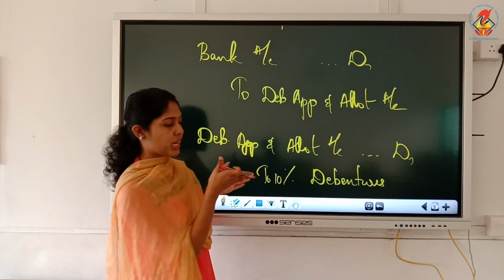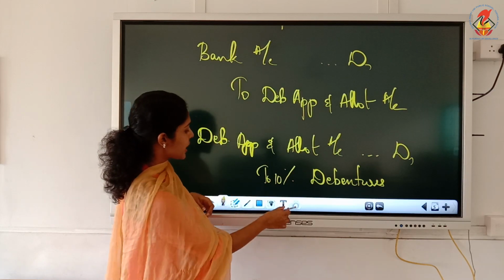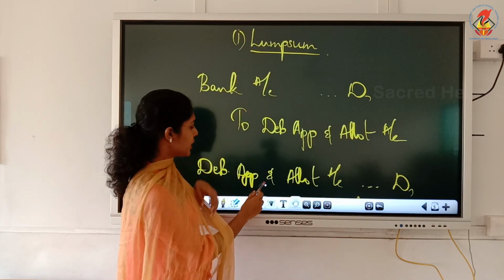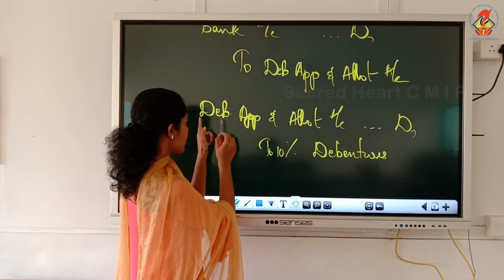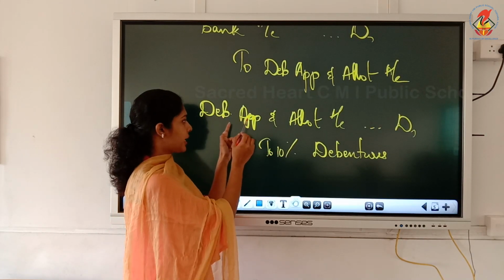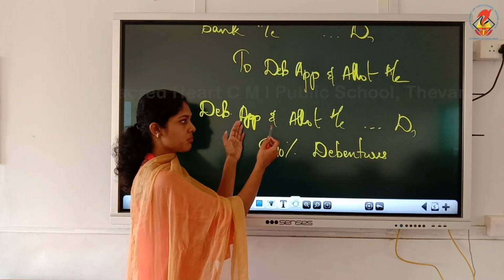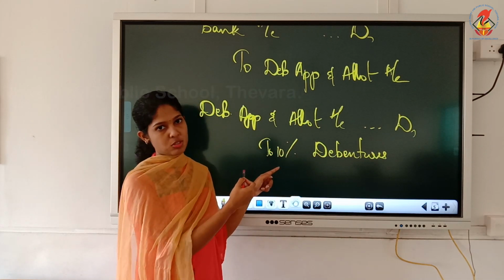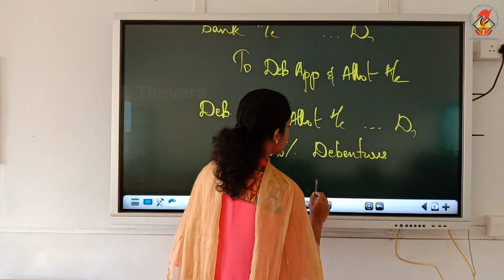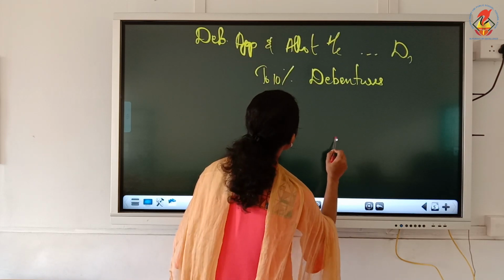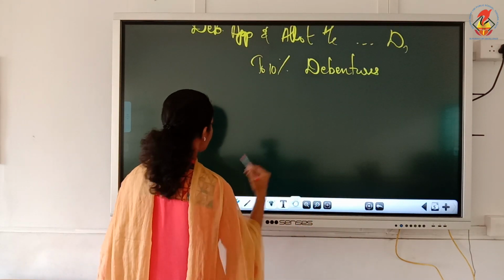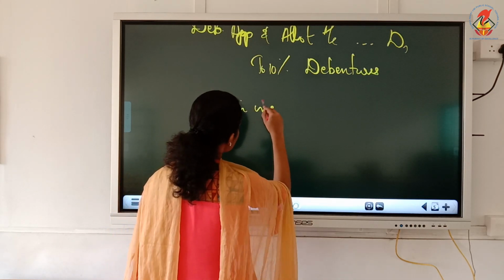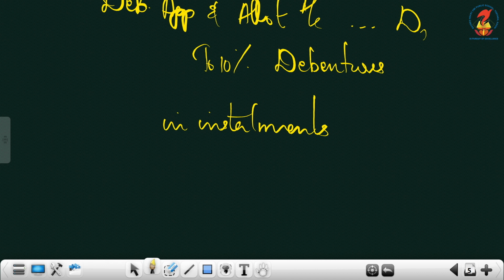Okay, so this is the basic entry when it is received in lump sum. That's the first method. So this is the only difference. Instead of share, you wrote debenture. Then since we are receiving in lump sum, we are writing it together, application and allotment. Then instead of share capital, you must write percentage debentures. So that's all. Then the next one is when it is received in installments.